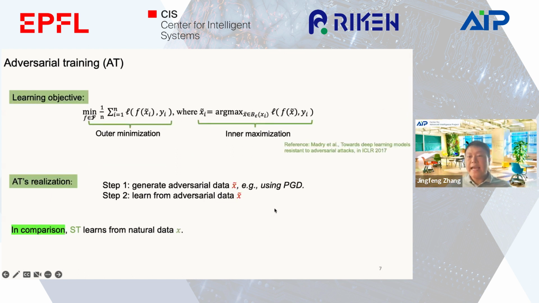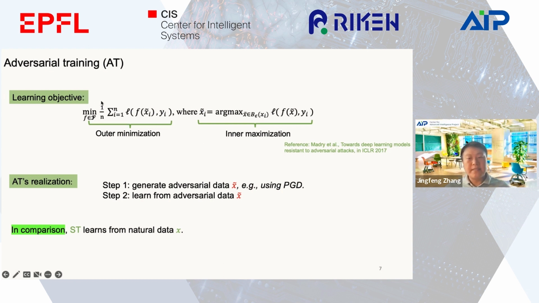The learning objective of adversarial training is minimax formulation. Inside, there's a maximization. We commonly use PGD to generate the adversarial data within the null ball. Outside, there's a minimization, where we find a classifier to fit those generated adversarial data.